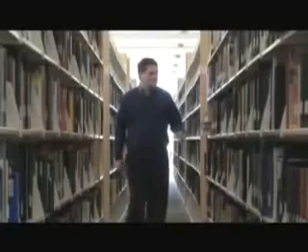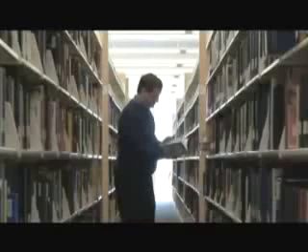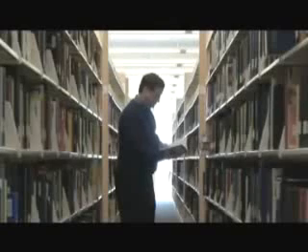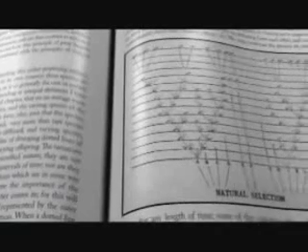Strobel's research ultimately led him to conclude that materialistic explanations for the origin of life were deeply flawed. And his examination of negative evidence did not end with the question of first life. He also learned of weaknesses in the most celebrated icon of Darwinian evolution.